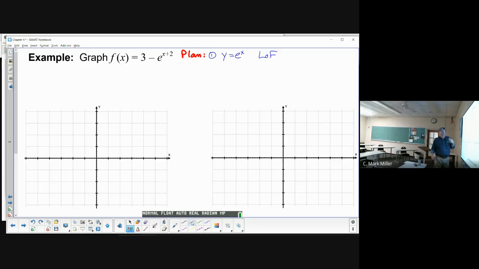All right, so my first choice, my preference, I would leave the 3 to last. It's easy to take your graph at the end and just move it up. But when you've moved it up, you've got to be really good to start reflecting it and stuff, right? So I leave my shifts to last. I do my compressions and my reflections first. Okay? So I'm going to start off with y equals e to the x.